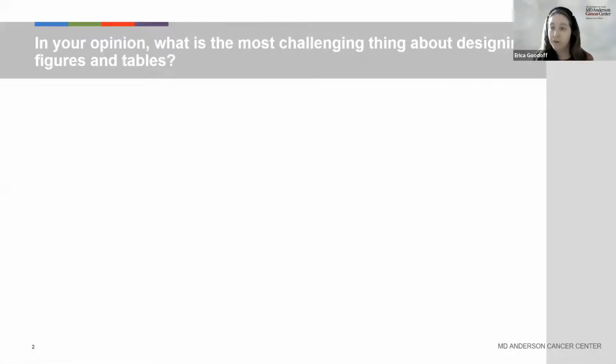I'd like to hear from you. In your opinion, what is the most challenging thing about designing figures and tables? And you don't have to use the chat box for this. If you go to the top of your Zoom screen and click on View Options and then click on Annotate, you can actually write directly on your screen using the text feature, or I think you can also use the draw feature. The text feature is a little bit easier though. But you can put it right in front of you, and we'd like to hear from you. What do you find difficult about making figures and tables?